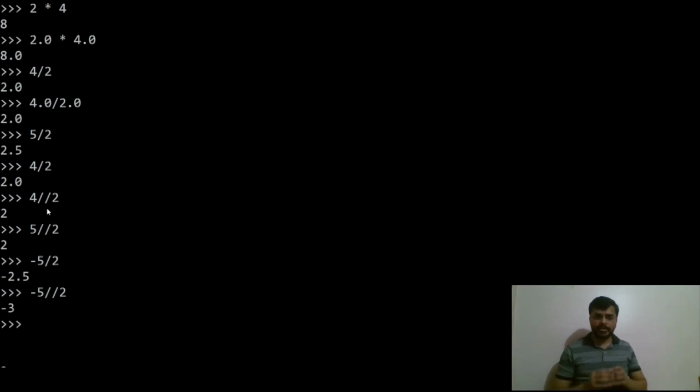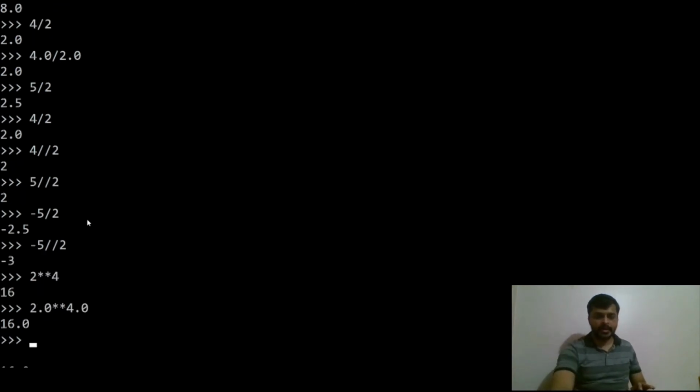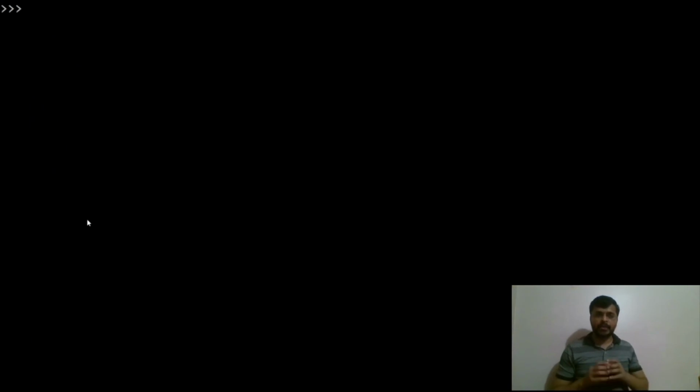Now the next operator that we are going to see is the exponential or the power operator. Like 2 double asterisk 4 is 16. 2.0 double asterisk 4.0 is again 16.0. So now here you can see that we are able to get the power of one number to the other. So here 2 is the number whose fourth power we are trying to get. Now let's see our last operator, which is the modular operator.